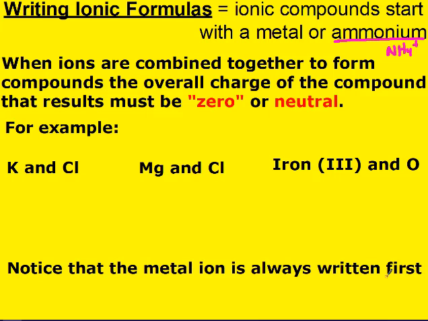To do this, first we're going to write the symbol and charges for each of them. So we got K has a +1 charge, and Cl has a -1 charge. Well, a +1 and a -1, if I just have one of each of them, they're going to cancel and give me 0. So the formula when those go together is just KCl.